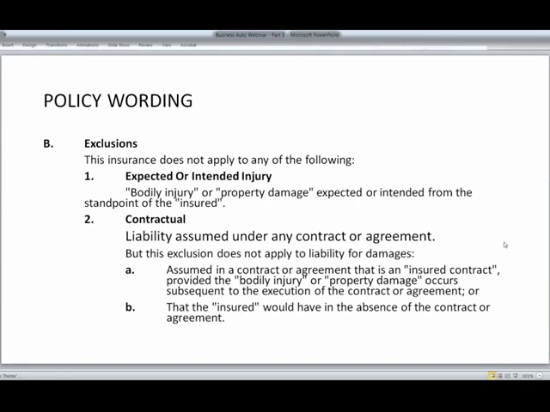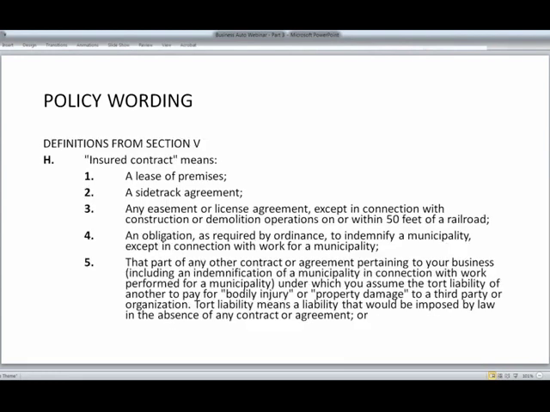The second exclusion is contractual, and here is where it gets kind of funky. We exclude contractual bodily injury property damage arising out of a contract. But this exclusion does not apply if it is an insured contract. And so we have to look at, and we will in a minute, the definition of insured contracts. Because what we'll find is it's pretty broad coverage.